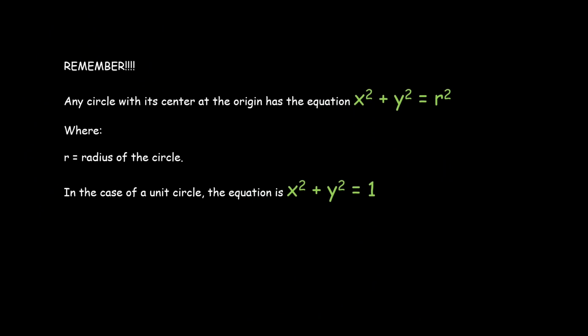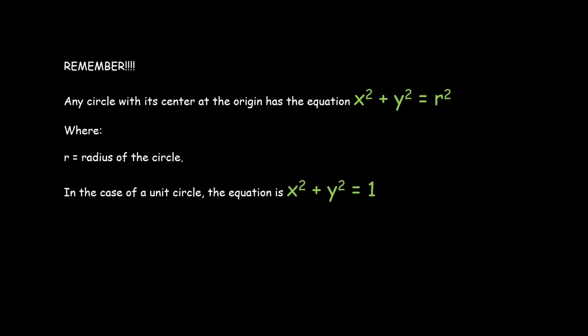Remember that a circle with its center at the origin has the equation x squared plus y squared equals r squared, where r is the radius of our circle. In the case of the unit circle, the equation is x squared plus y squared equals 1, right?